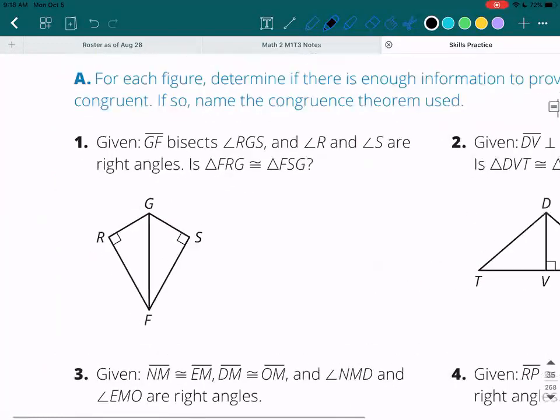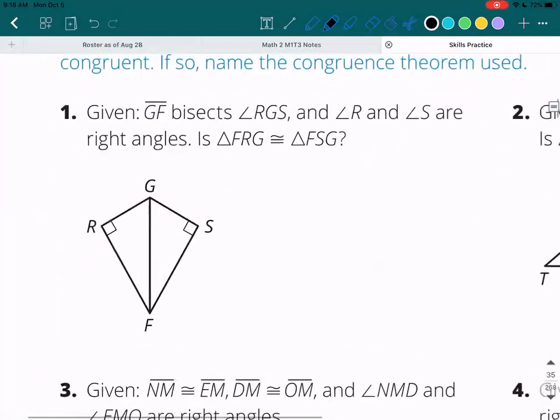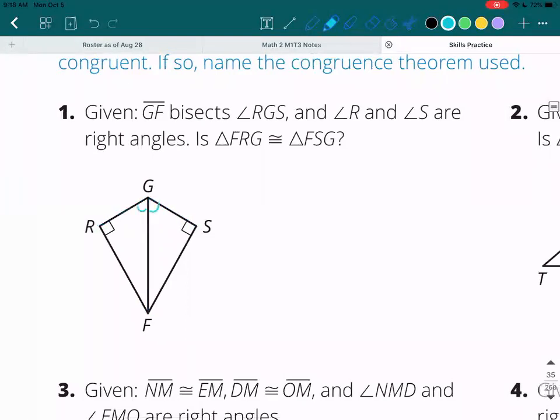So starting with number 1, it is a given that GF, so this line, bisects angle RGS. So if it bisects this, that means these two angles are congruent. So that's this fact. And angle R and angle S are right angles. Are these triangles congruent? Well, we know that one of the angles is congruent. We also know that they share a hypotenuse. So this hypotenuse is congruent for both of these right triangles.